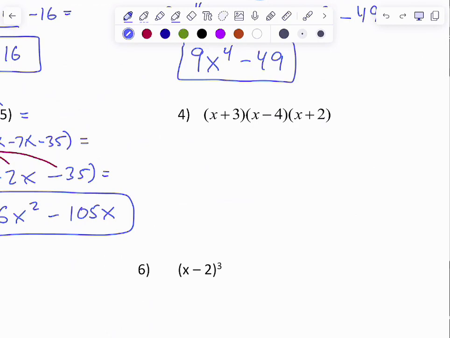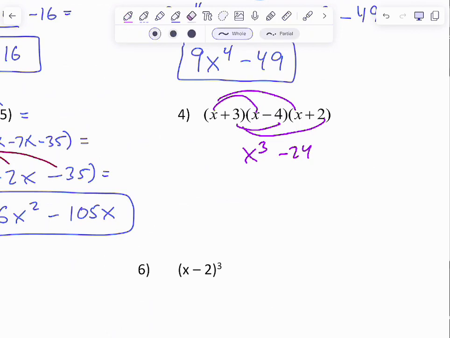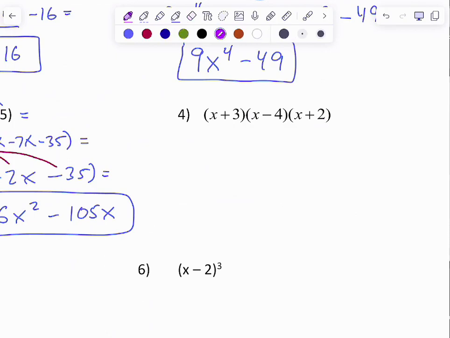What you don't want to do is go like this. X times X times X is X to the third, and 3 times 4 times 2 is negative 24. That's totally wrong. That's not even using any of the rules that we've learned. So you pick 2 and multiply them.